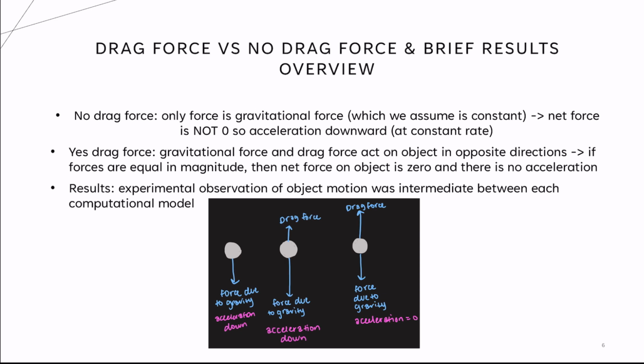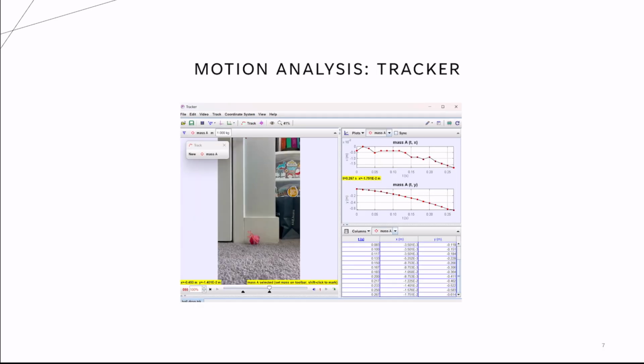With drag force, that means there's gravitational force and drag force acting on the object in opposite directions. So if the forces are equal in magnitude, then the net force on the object is zero, and then there is no acceleration. However, in this experiment, the object was an intermediate between these two models. The drag force was less than the force due to gravity, and it still accelerated in the downward direction. So to test the motion analysis of the object being dropped, we used Tracker, similar to the last lab, which recorded the y position or vertical position as time went on.